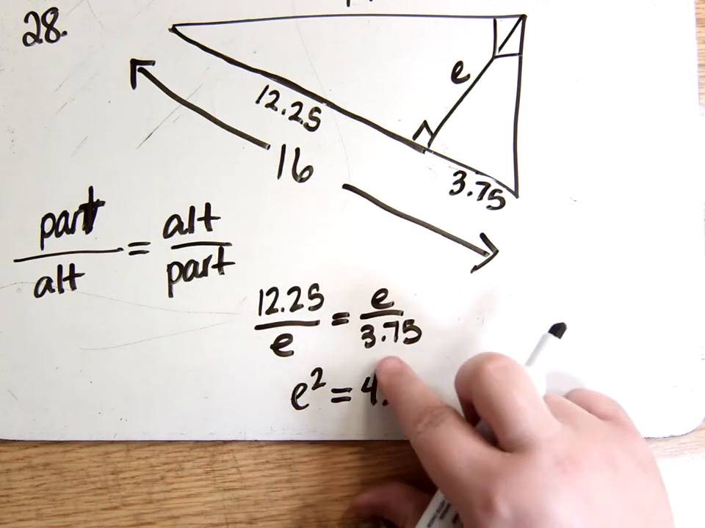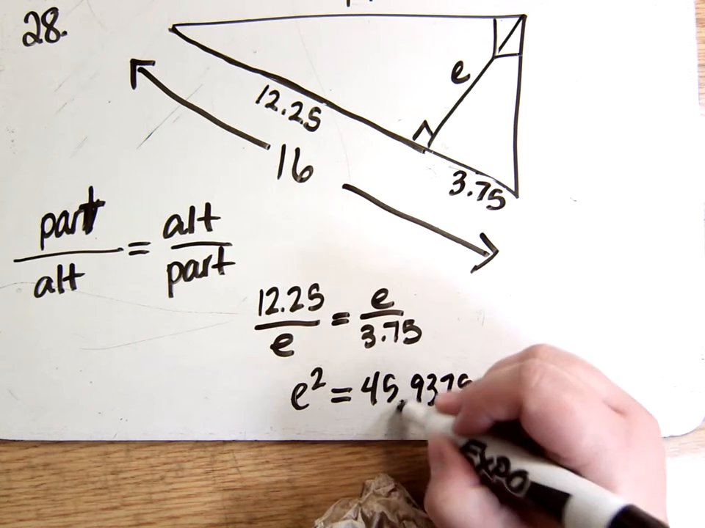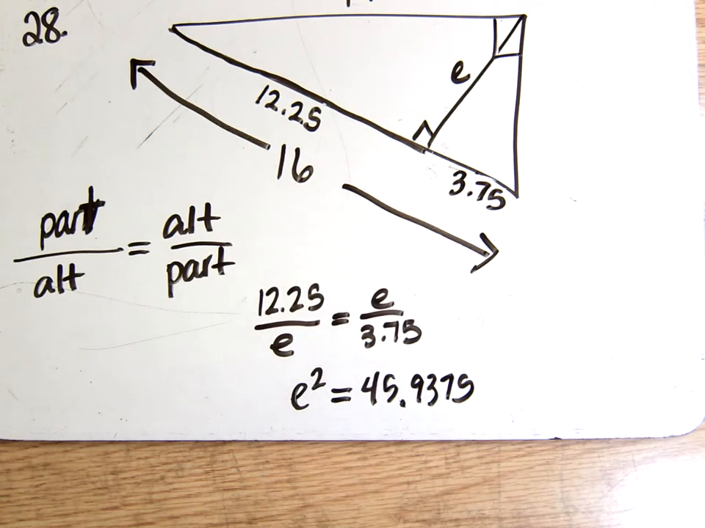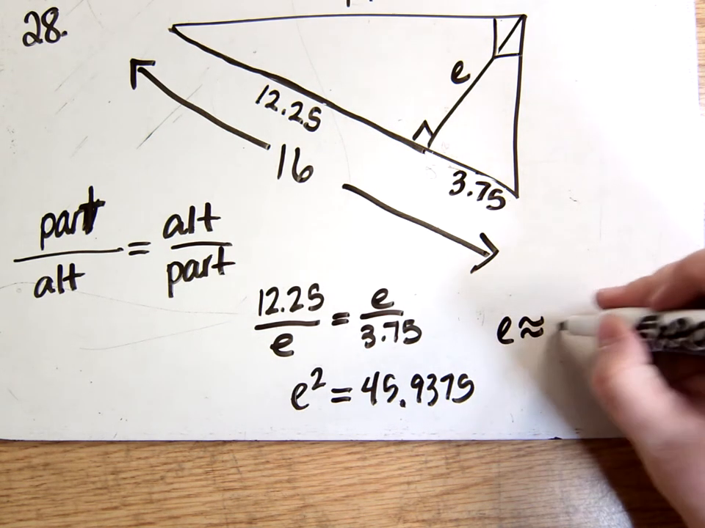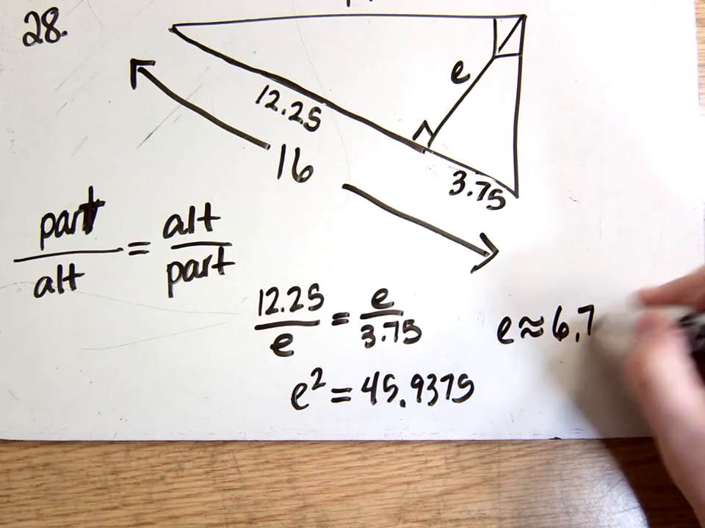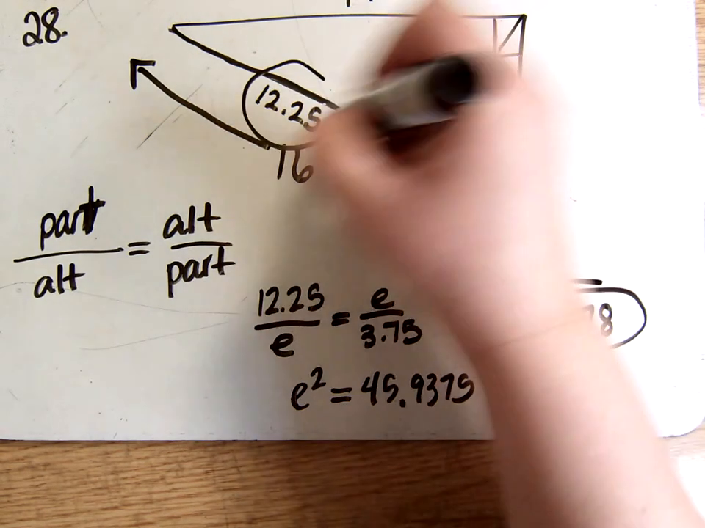It was 45.9375. And when I take the square root of that, I get 6.7 repeating. So E is about 6.78. So now I have E, I have C, and I have D.